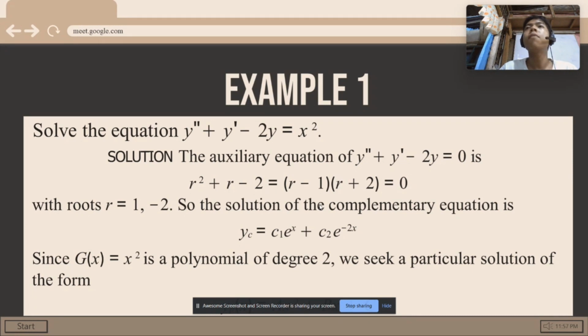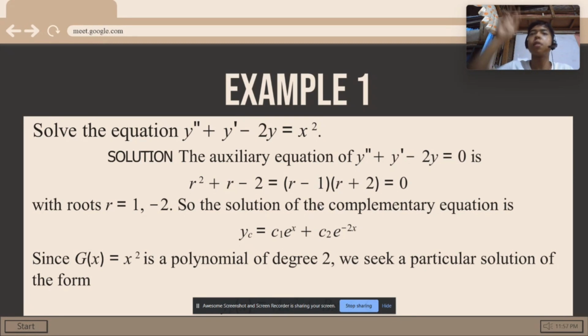So I have here an example. Solve the equation y double prime plus y prime minus 2y equals x squared. In the auxiliary equation, meaning the equation for the homogeneous part, we equate it to 0. So it is r squared plus r minus 2.